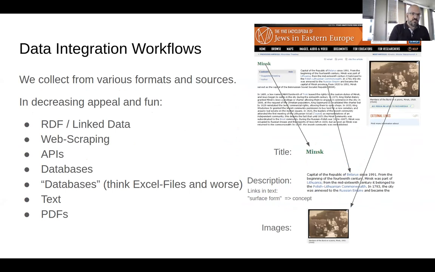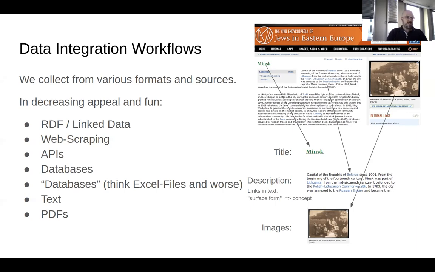We have several data integration workflows, which show a little bit where we get our data from. I put them here in decreasing appeal and fun. Obviously, it's easiest and best if we can directly tap some RDF linked data source, where everything is already in the right format. For DBpedia or Wikidata, we extract the data that we need for our domain, create a smaller subset, and enrich it with our additional sources.